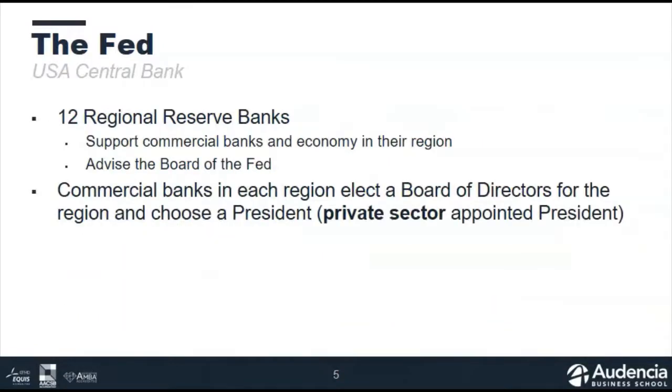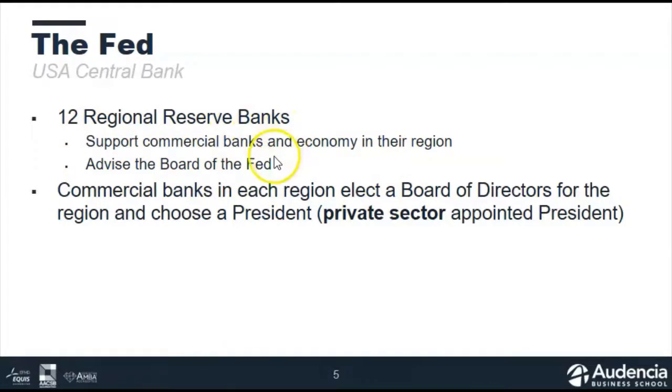Now, the Fed is also composed of regional banks. And there are 12 regional banks in the Fed. As we'll see in the case of Europe, we have the national banks in Europe. Well, the United States is very large, and they have these regional banks. These regional banks support the commercial banks in their region, and hopefully help the economy in their region. And they advise the board of the Fed, these regional reserve banks.